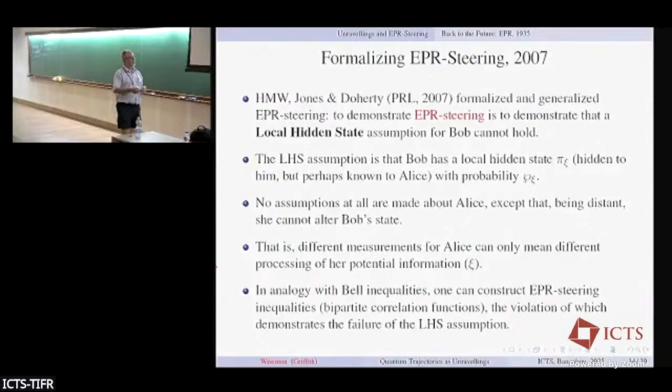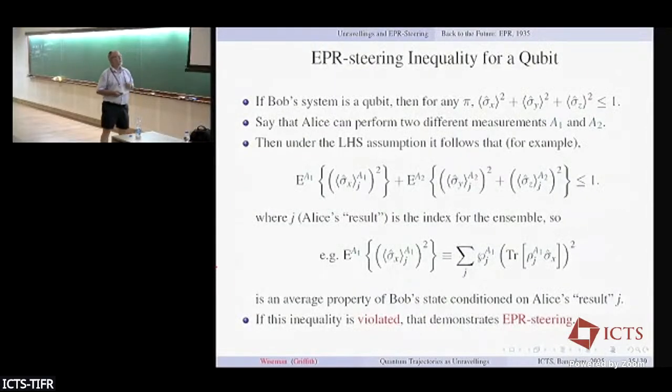And yes, we can construct these inequalities. Specifically, here is an example of an EPR steering inequality. I'll explain how we derive it. To begin with, this is not an EPR steering inequality. This is just a true statement about any quantum state for a qubit. The sum of the squares of the Bloch vector components is less than or equal to 1.